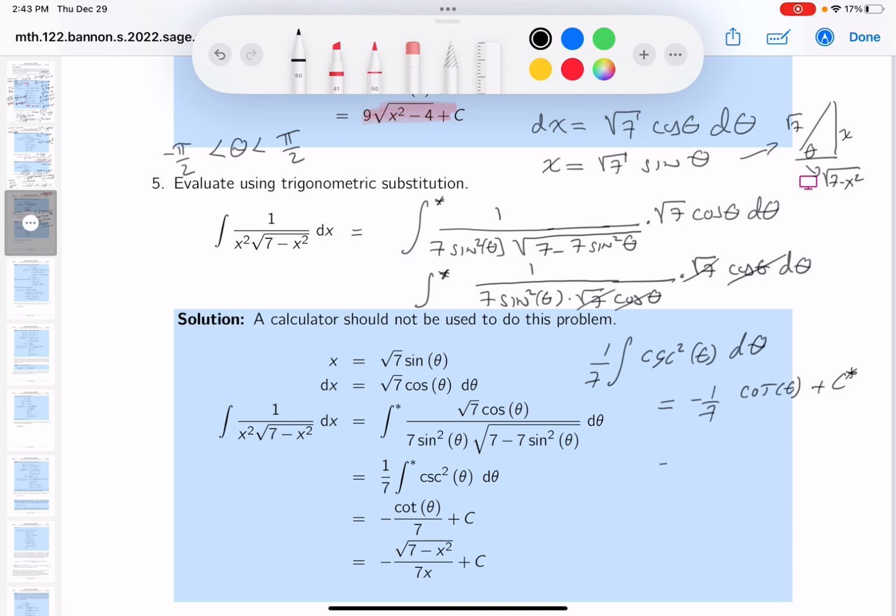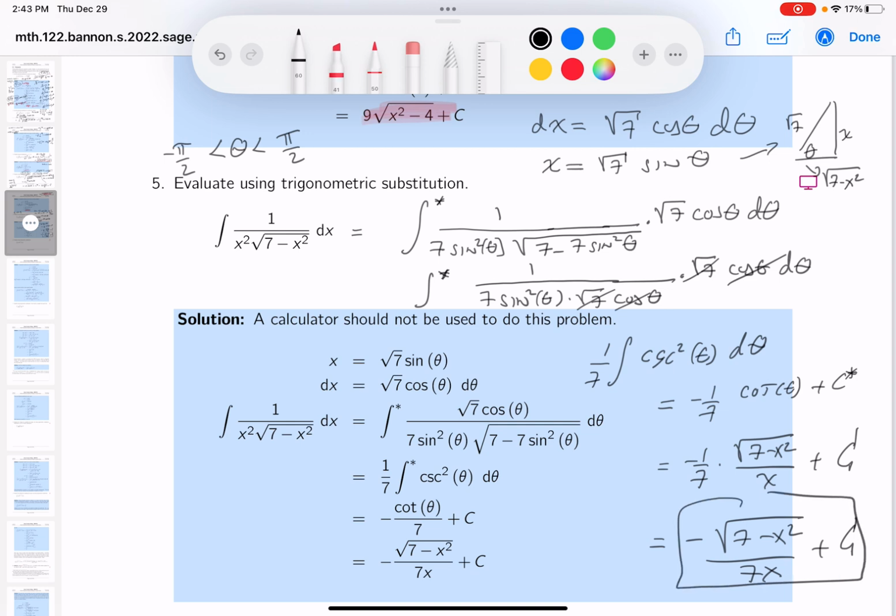Well, let's write this down. Minus 1/7. The cotangent would be root of 7 minus x squared over x, plus c. I think we're done. Let's check. And we're looking at this, and we're looking at this, and we're in agreement. That's good. Thank you.